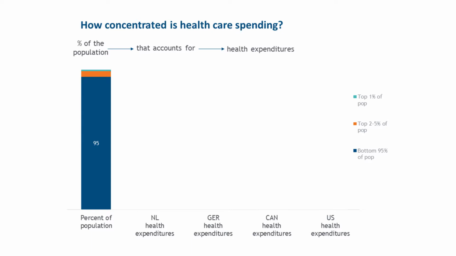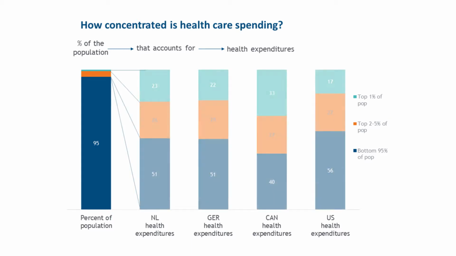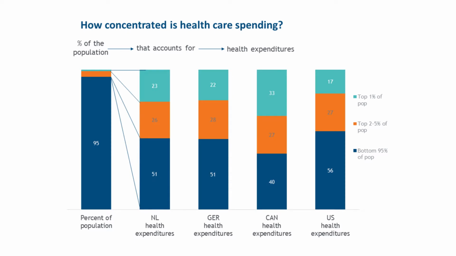And first, we looked at relative spending. So how much of the total healthcare cost in a country is made by this top 5% or top 1% of the population? And what you see here is that in the Netherlands and Germany, the top 5% truly makes about 50% of healthcare cost. The green is the top 1% of the population and the orange is the top 2 to 5%.